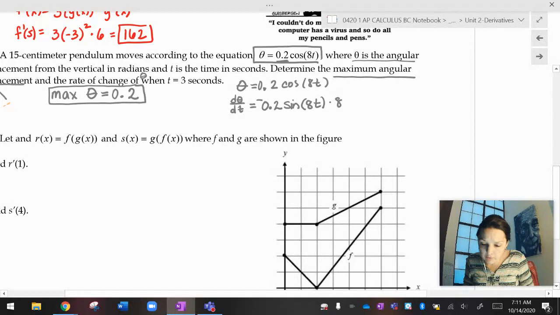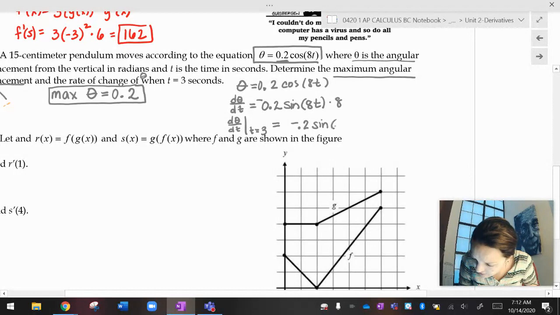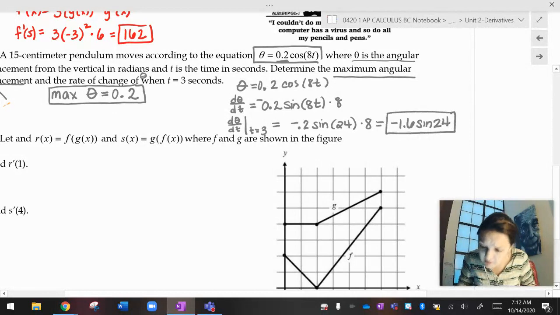And I want to know that rate of change when t equals 3. So I want dθ/dt at t equals 3. There's some fun notation for you. If you don't have function notation, you can use a bar to show how you're evaluating it. So I have negative 0.2 times the sine of 24 times 8. And 0.2 times 8 is going to be 1.6. So negative 1.6 sine 24. And that's just how I'm going to leave it. I'm okay with that.